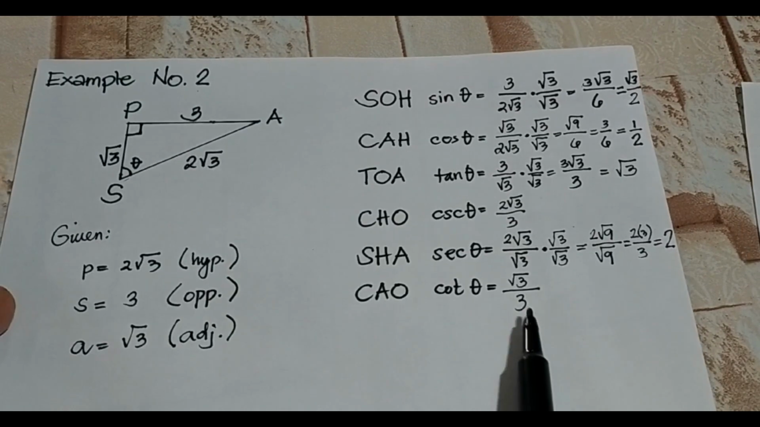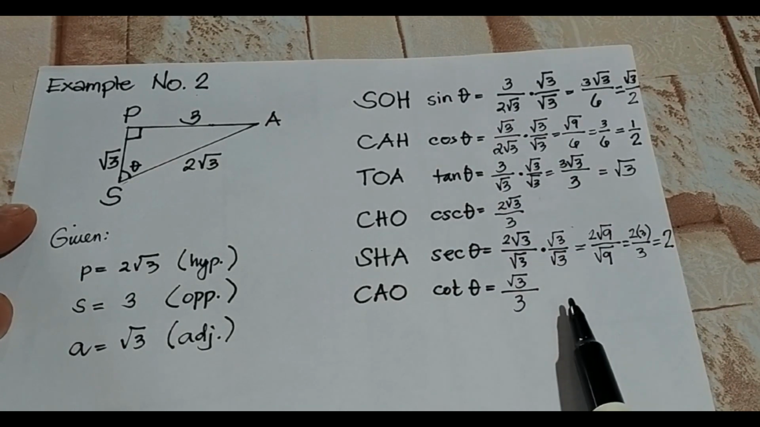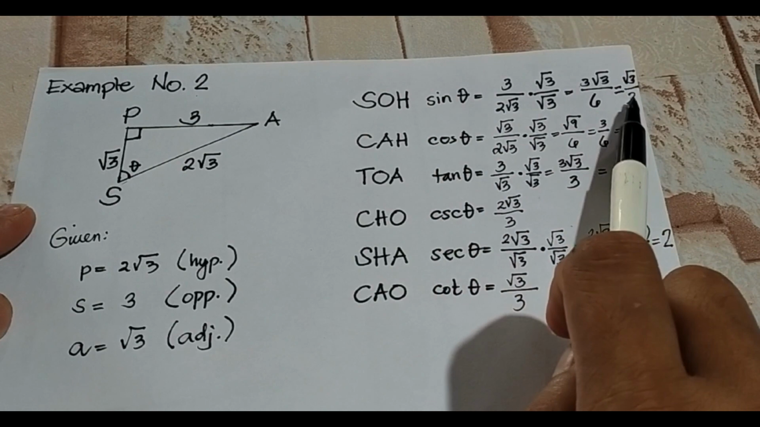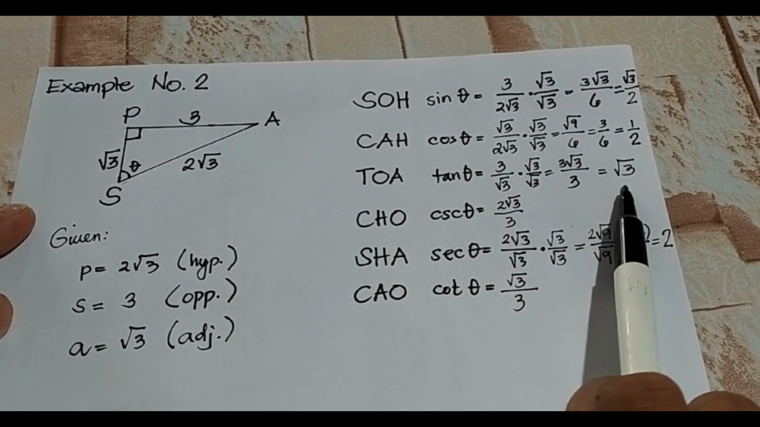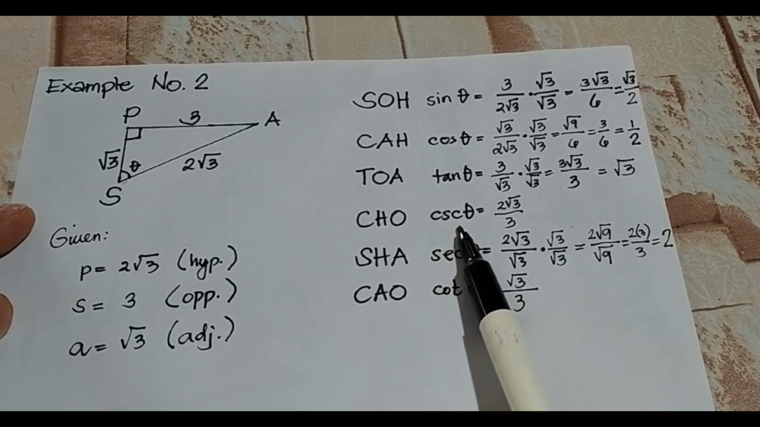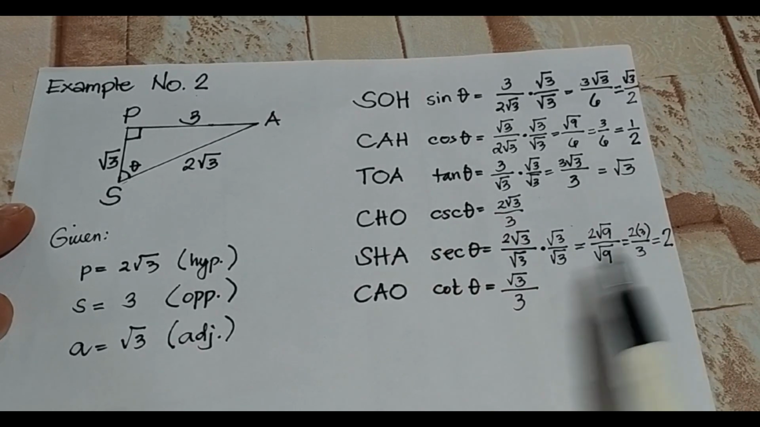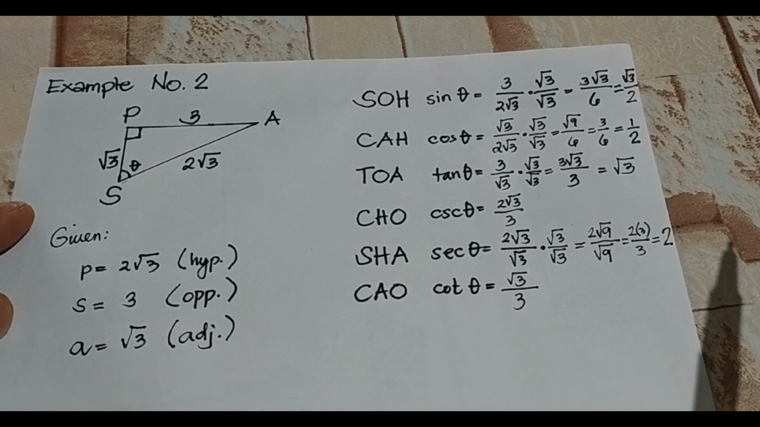Again, so you see the simplified form values of our 6 trigonometric ratios. When you have sine theta, that is square root of 3 over 2. Cosine theta, that is 1/2. Tangent theta is square root of 3. Cosecant theta is 2 square root of 3 over 3. Secant theta is 2, and cotangent theta is square root of 3 over 3. Is that clear now? Okay?